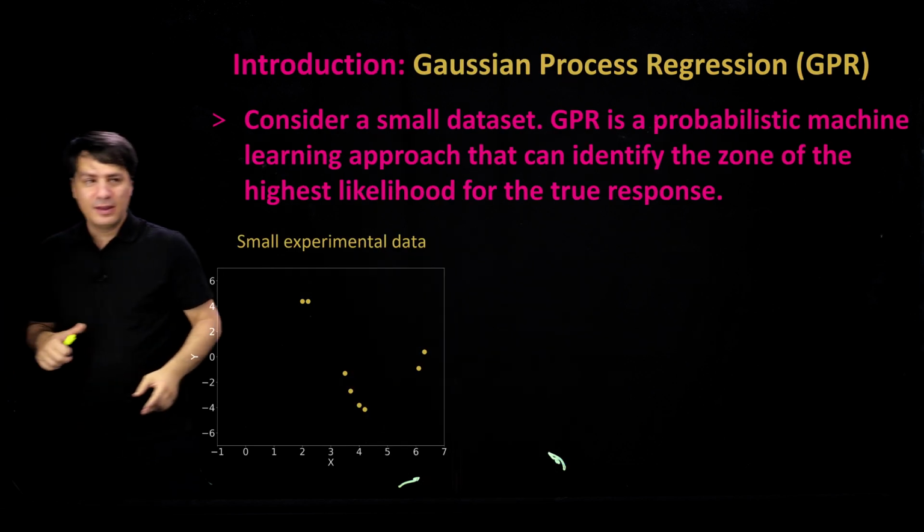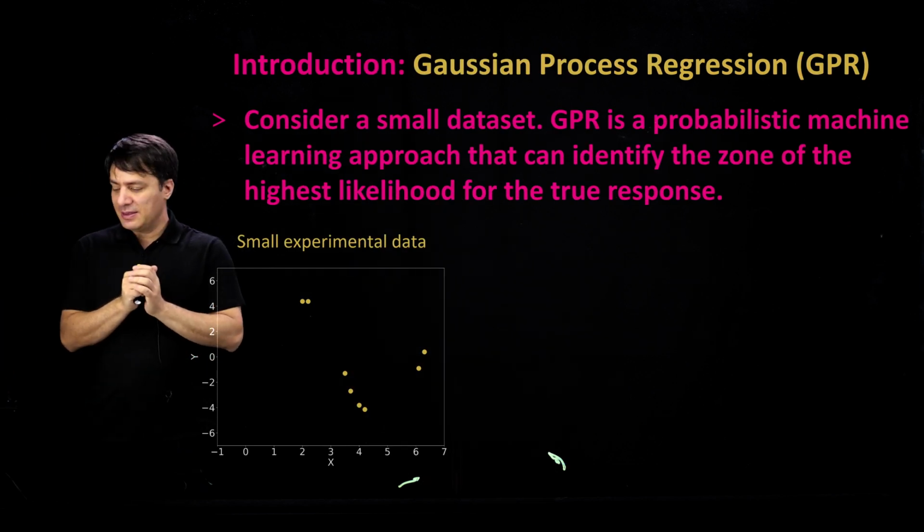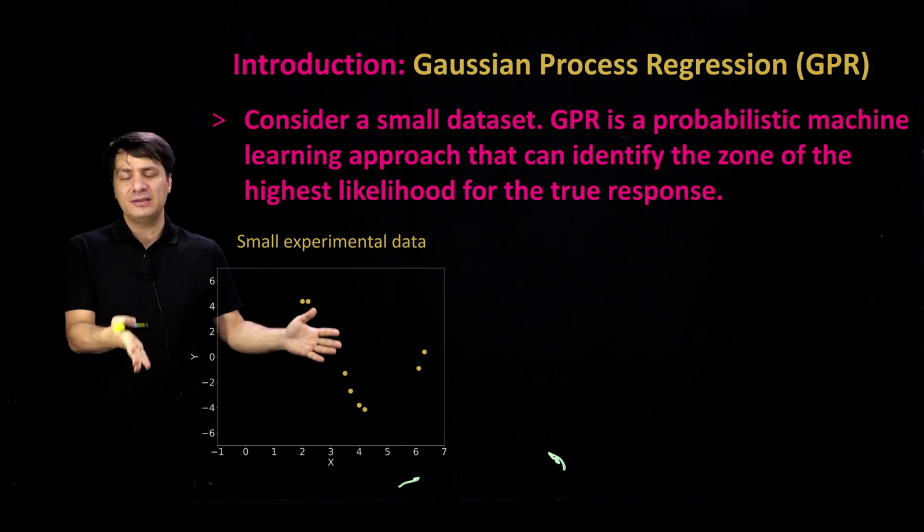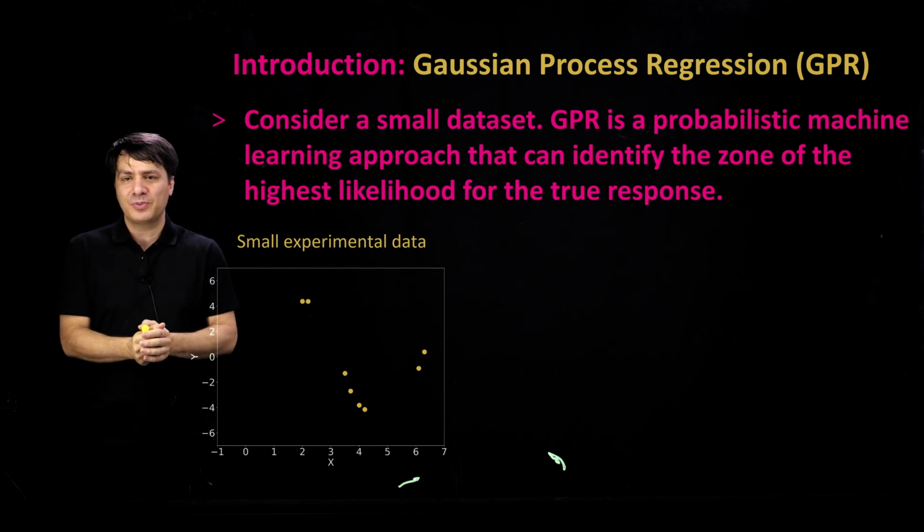Okay, so we are going to stop here, and in the next lecture, we're going to go over another baseline machine learning approach, which is Gaussian process regression.